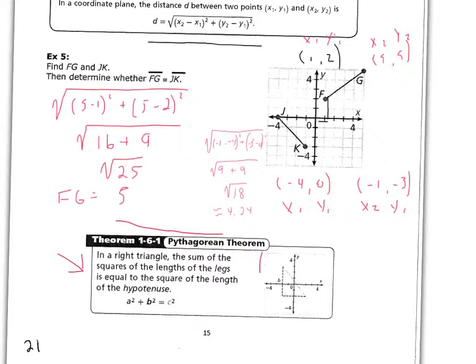Basically, all that wordiness is saying is that the length of side A squared plus the length of side B squared is going to equal C squared. This is going to help us find different lengths in triangles.